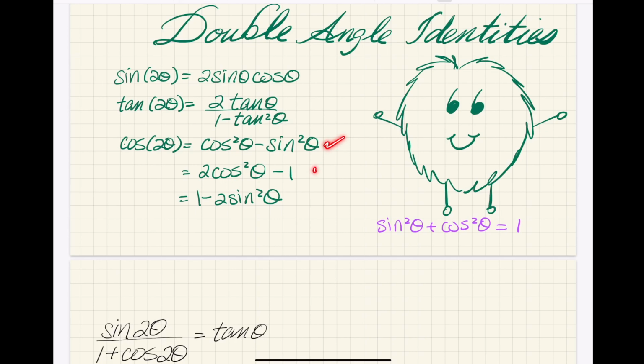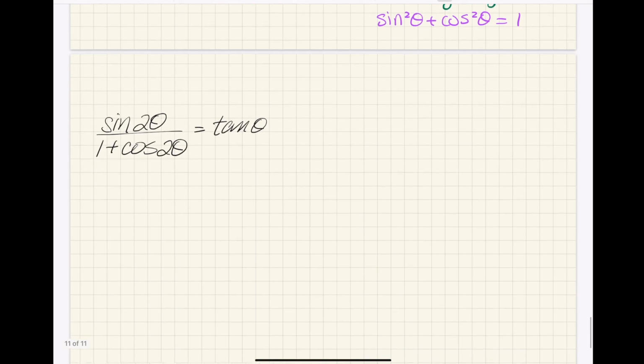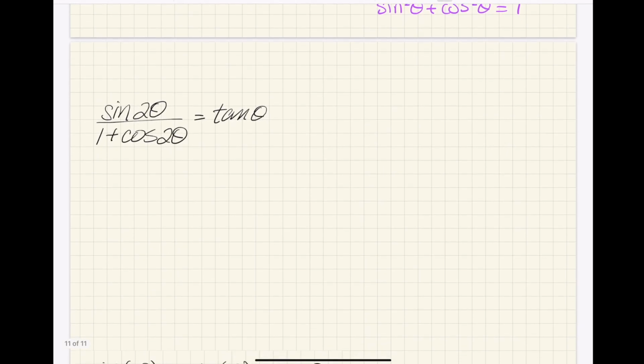And the fact that we have 3 choices for a double angle of cosine is going to add a little bit of additional difficulty with these problems that involve the cosine of 2 theta. So our first example here, we have the sine of 2 theta over 1 minus cosine 2 theta is equal to the tangent of theta, and normally you want to start on the more complicated side.